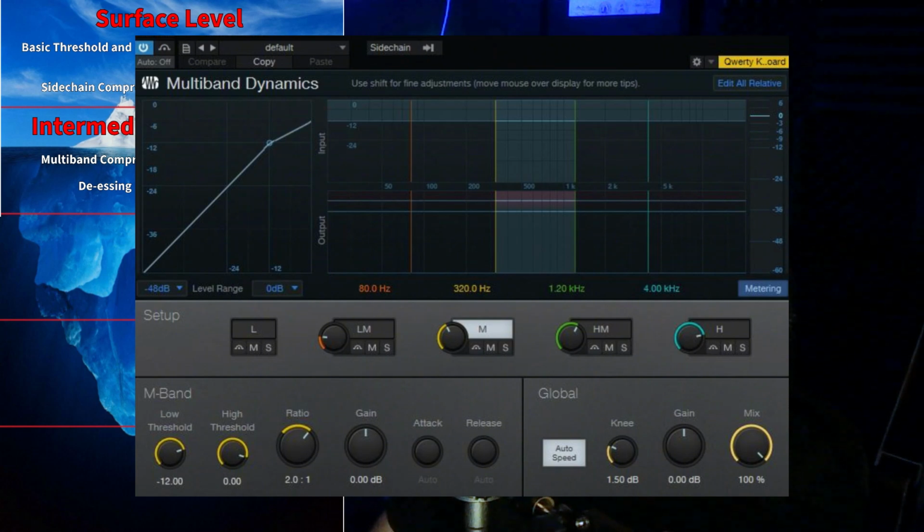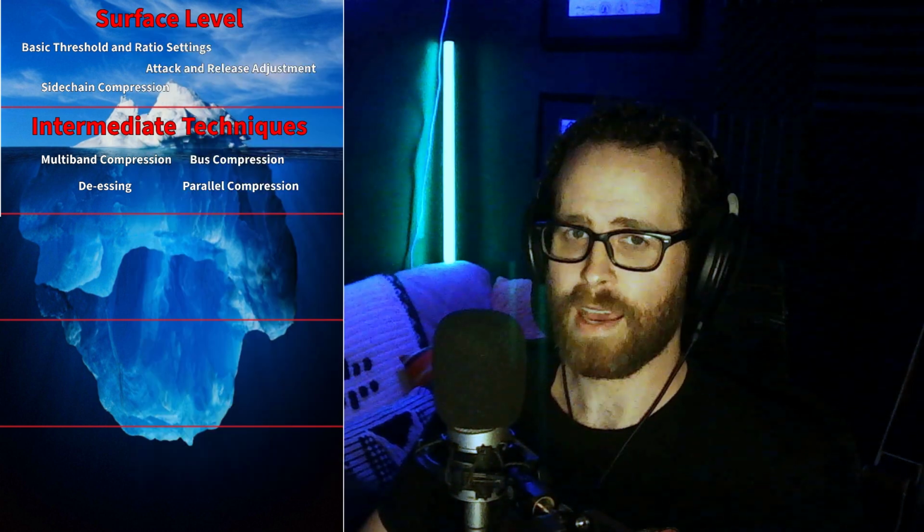Starting off with multi-band compression. Multi-band compression splits up the frequency range into different bands like low, medium, and high, and you can use different compression settings on each of those bands. It's like having multiple different compressors on each band, and you can control their dynamics individually.